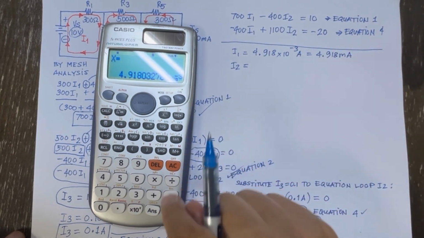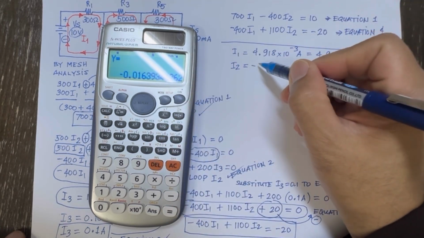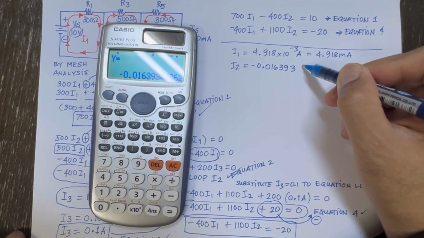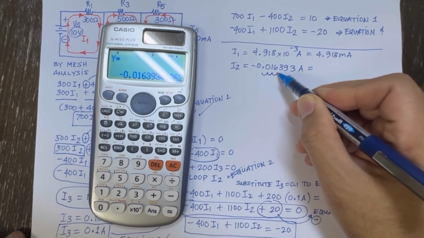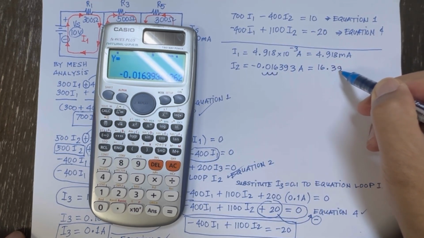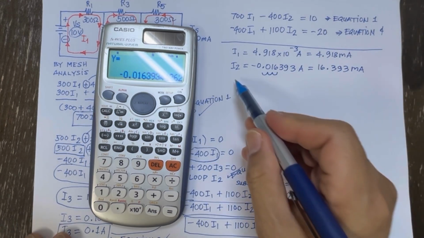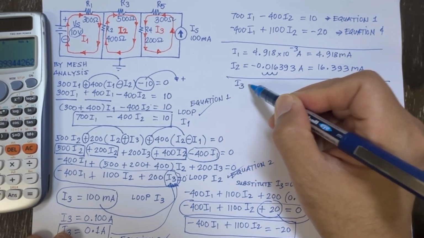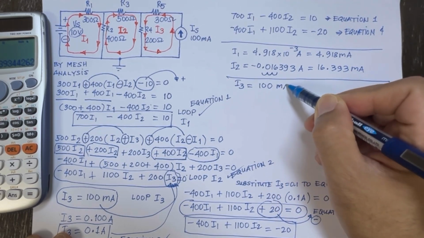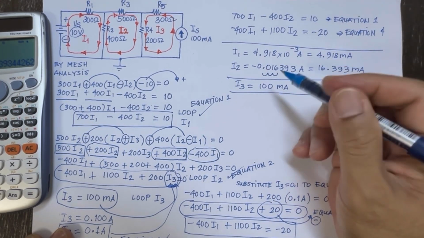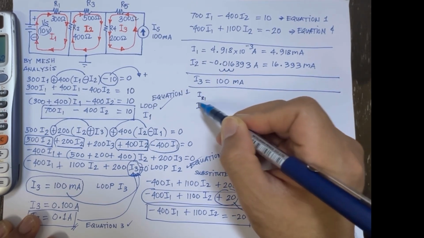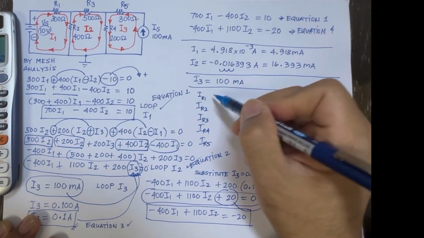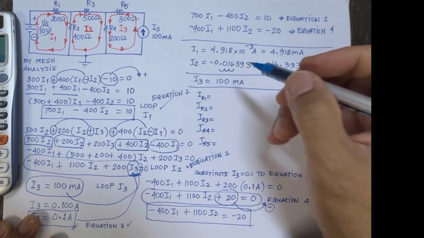as 4.918 milliamperes. And the y will be for I2, which will be negative 0.016393 amperes. Let's move the decimal point to the right 3 times, and that would give us 16.393 milliamperes. And of course, we have the I3, which we already know as 100 milliamperes. Now that we got I1, I2, and I3, we can now get the IR1, IR2, IR3, IR4, and IR5.